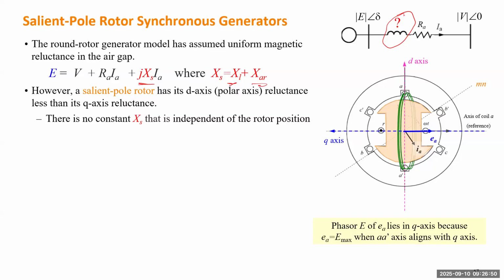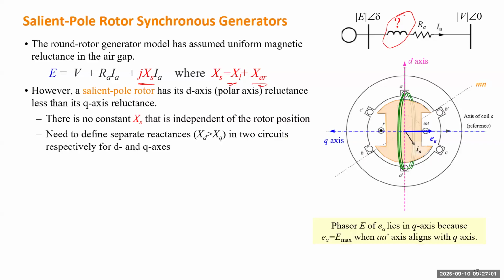So there's no constant reactance or singular reactance that is independent of the rotor position. We have to consider at least two positions of the rotor. So we need to define separate reactances, XD and XQ. XD usually is bigger than XQ because XD has a smaller air gap in the D axis, and XQ has a bigger air gap. The bigger air gap means smaller inductance and smaller reactance.